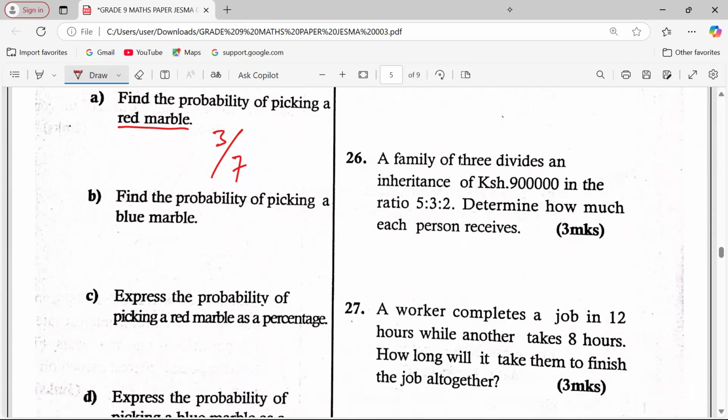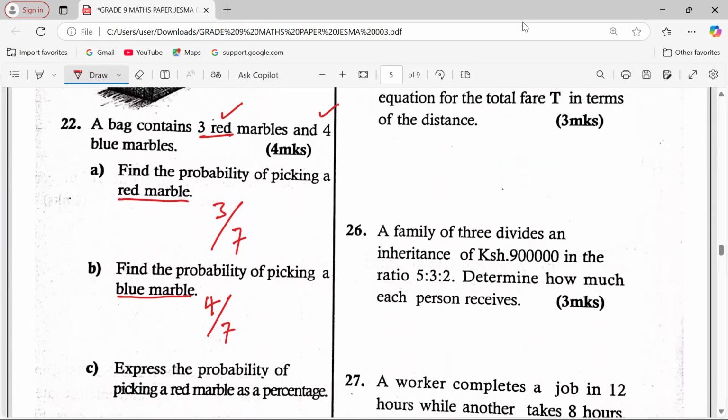Find the probability of picking a blue marble. So to pick a blue marble means we talk of favorable chances, which are blue, which is 4, and total possible outcomes are 7. So 4 out of 7, that is the probability.